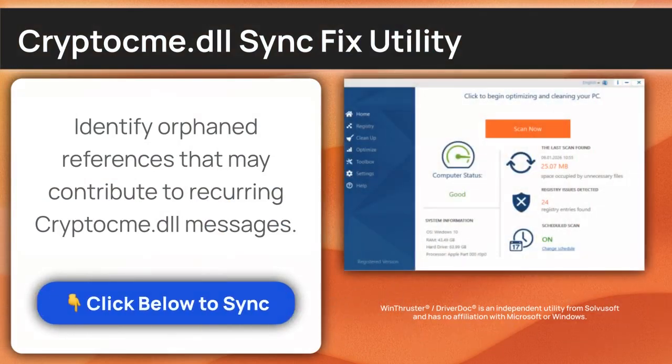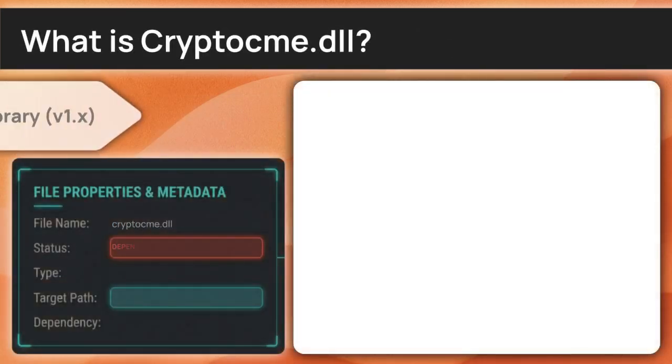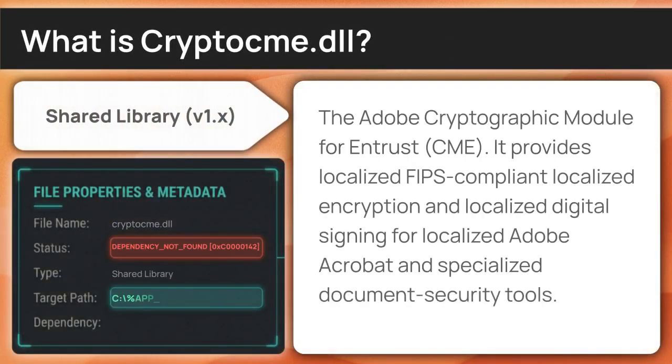This is the Cryptocme Library, the Adobe Cryptographic Module for Entrust, CME. It provides FIPS-compliant encryption and digital signing for Adobe Acrobat and document security tools. Since we've covered what this file is, let's move to the primary fix.